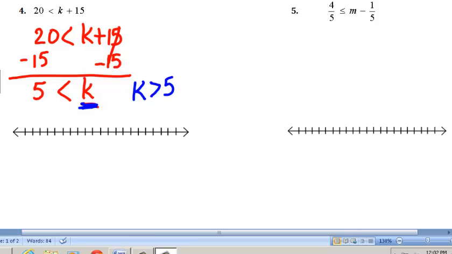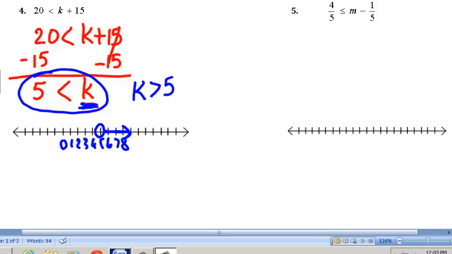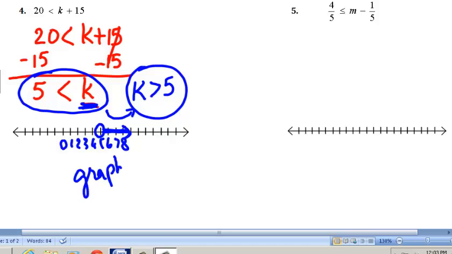So I'm going to go ahead and make a number line. 0, 1, 2, 3, 4, 5, 6, 7, 8. That's good enough. k is greater than 5, so at 5 an open circle goes that way. Did you notice what we did? 5 less than k is the same as k greater than 5. So when you graph, you have to graph for the k. That's the key, that you are graphing the variable.